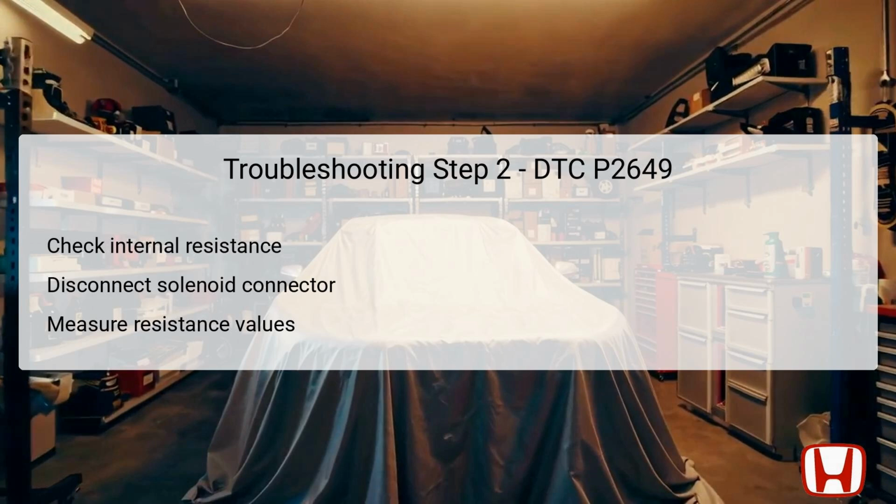If the resistance deviates significantly from this expected range, it warrants replacement of the rocker arm oil control solenoid to resolve the high voltage error.